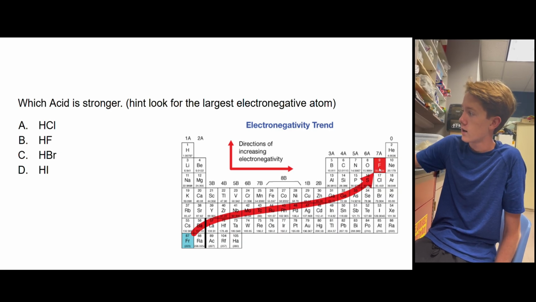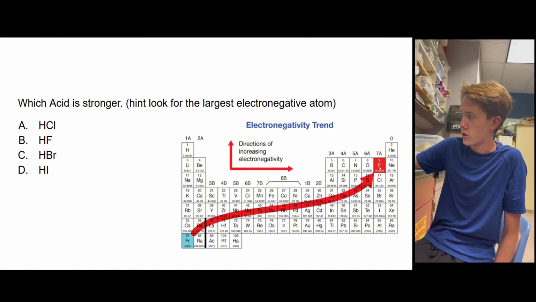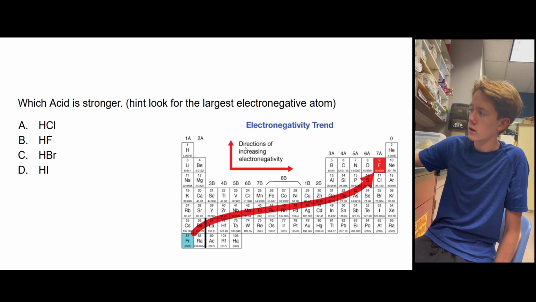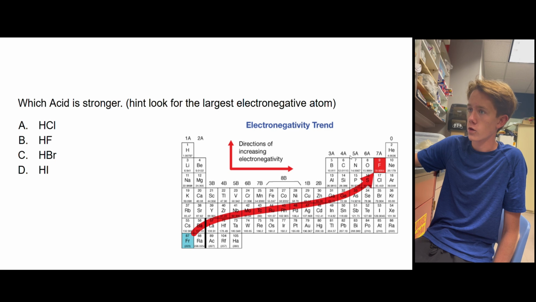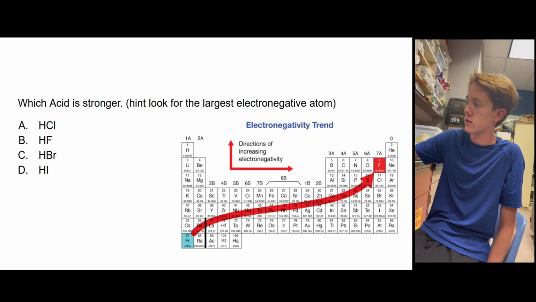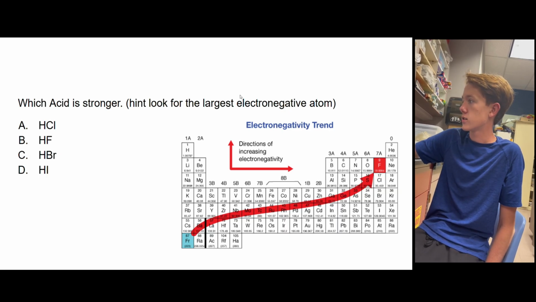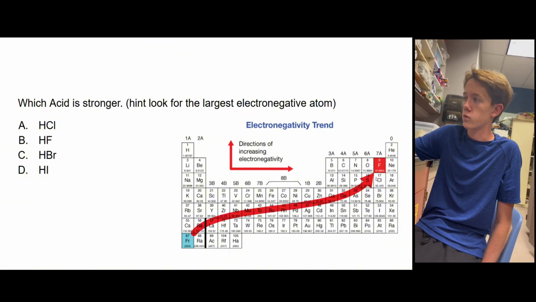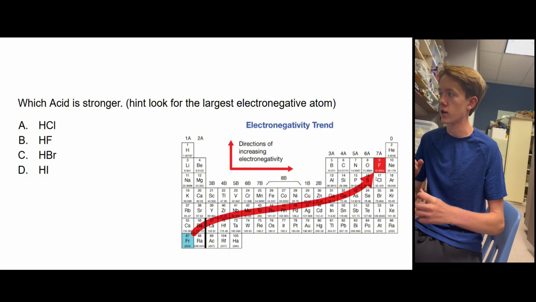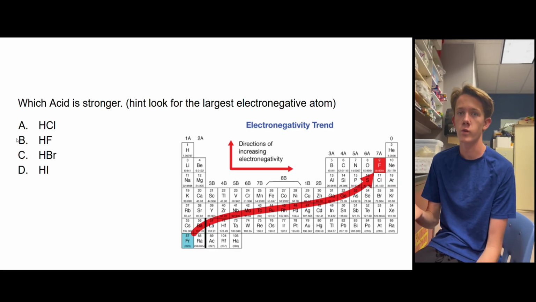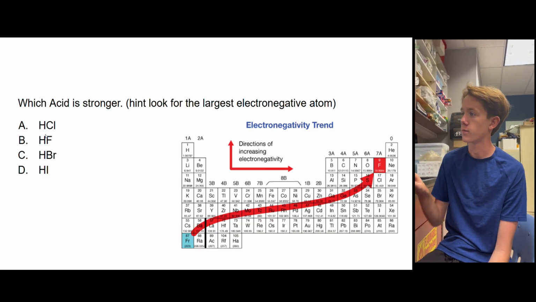And since HF is most electronegative, but chlorine is slightly larger, the chlorine being slightly larger will allow it to release that hydrogen way easier than HF, because HF is so electronegative that it doesn't want to let go of that hydrogen. It just wants the electron and it wants hydrogen. So that's what makes HF actually the weaker acid, and it's actually a weak acid. So the correct answer is HCl, or A.